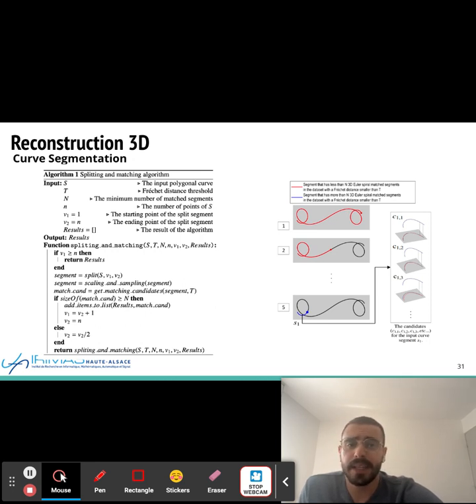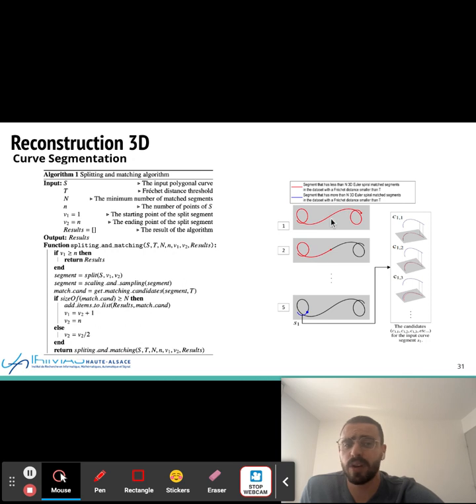So the splitting begins by taking the entire input curve as the first input segment. This segment is uniformly scaled and sampled in the same way we did for the data set. Then we search for its closest matching Euler spiral segments in the data set, stored, as I said, in a KD-tree. If the number of matched segments within the threshold t exceeds a certain number n, then the splitting and matching process is done. Otherwise, we recursively split the segment in half, and then we take its first half and repeat the same process.